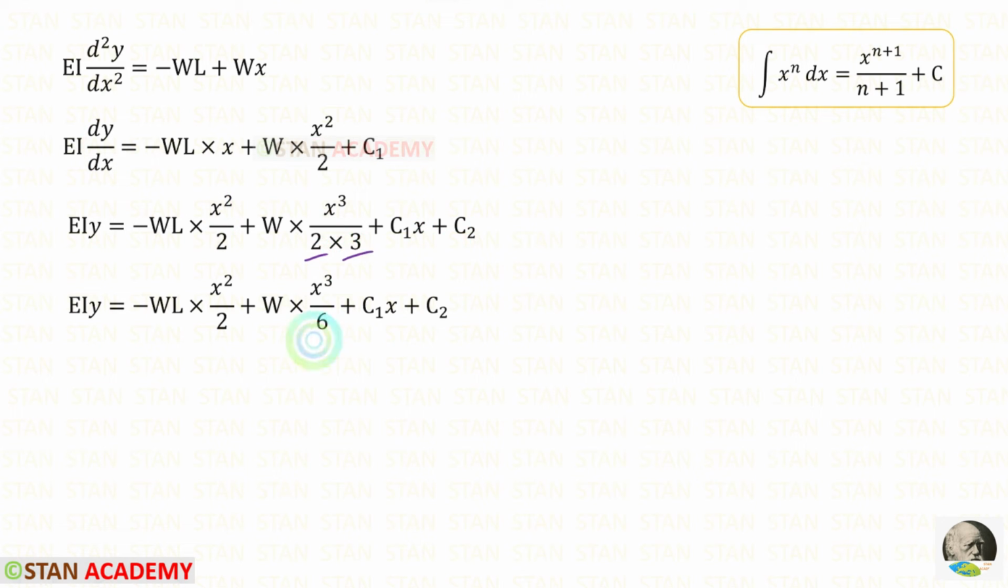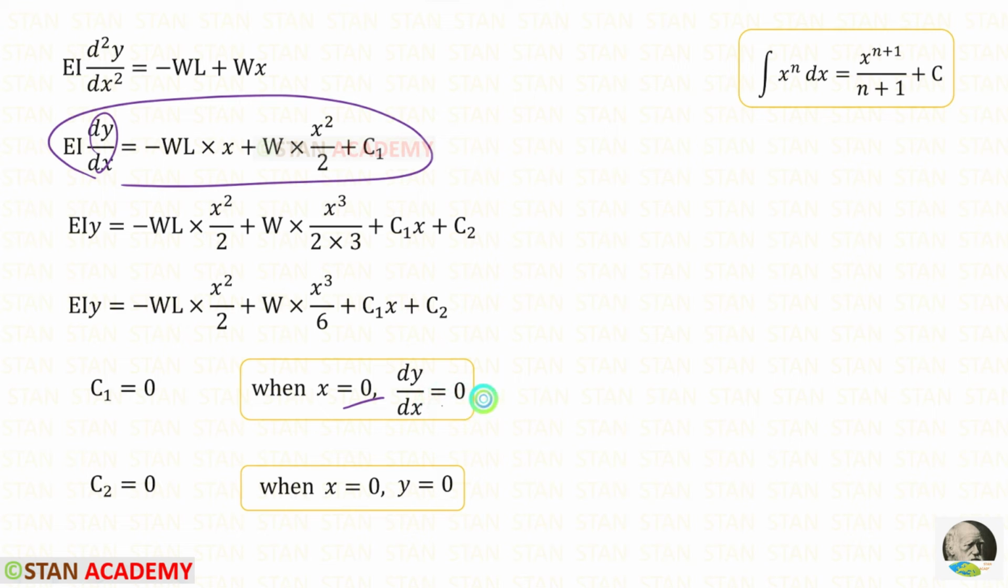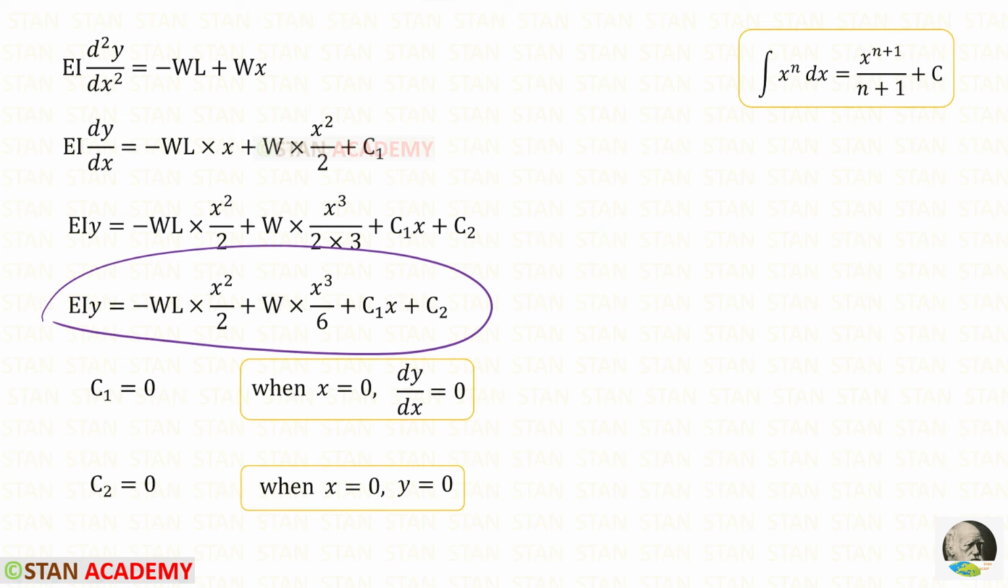2 into 3, it will be 6. dy upon dx is the slope. We know that in the fixed support, there will be no slope. In the fixed support, x is 0. In this equation, for x we can apply 0, and for dy upon dx also we can apply 0. In this way, for C1 we will get 0. Also in the fixed end, the deflection will be 0. y is the deflection. In this equation, we can apply x is 0 and y is 0. In this way, for C2 we will get 0.